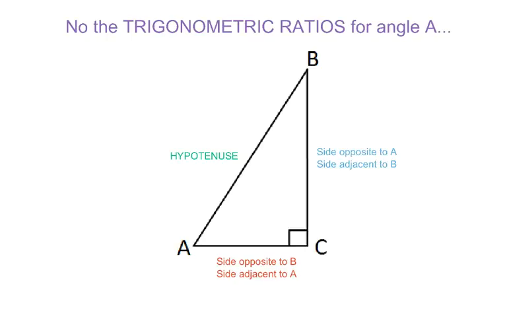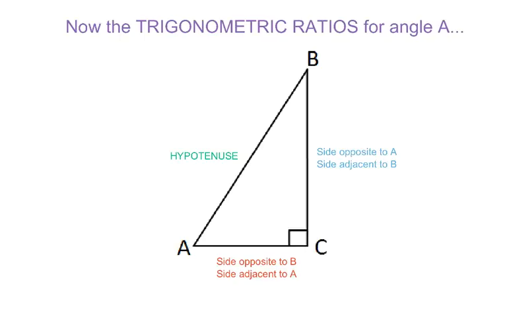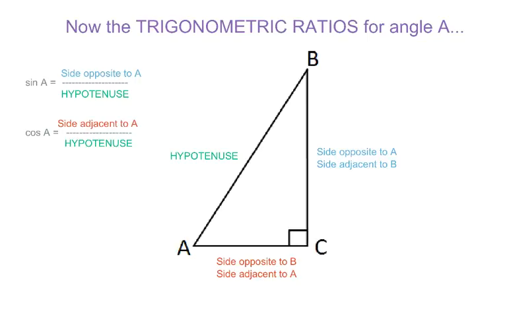So now we need to find the trigonometric ratios for angle A. So first we have sine of A. Sine is equal to the opposite side of A divided by the hypotenuse. Cosine of A is the side that is adjacent to A divided by the hypotenuse. And tangent A is the opposite side from angle A divided by the adjacent side of angle A.